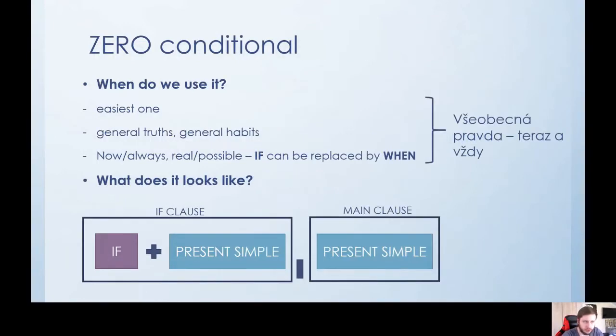When do we use it? We use this conditional when we talk about general facts or general habits, when we talk about something that is true now and always, something that is real, something that is always possible. And there's this handy rule with zero conditional that we can replace if with when. Čiže keď hovoríme nejakú všeobecnú pravdu, niečo, čo je platné teraz a vždy, nejaké všeobecné fakty, we use zero conditional.